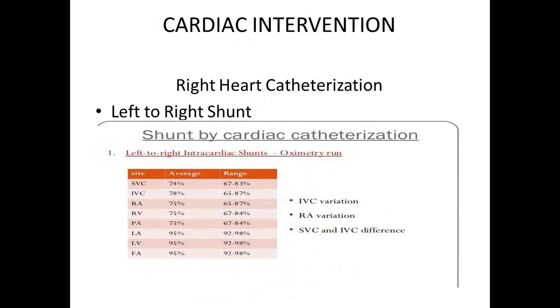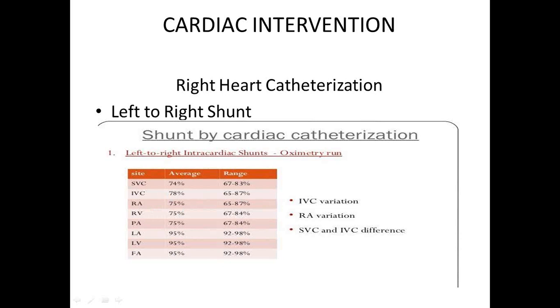And then these are just some of the normal values that we went over, but the range. It's not going to be a fixed value in everybody. It's a range. So your superior vena cava is going to range from 67 to 83%. This is saturation. Inferior vena cava 65 to 87% with an average of 78. Your right atrium average 75, and then the range is from about 65 to 87%.